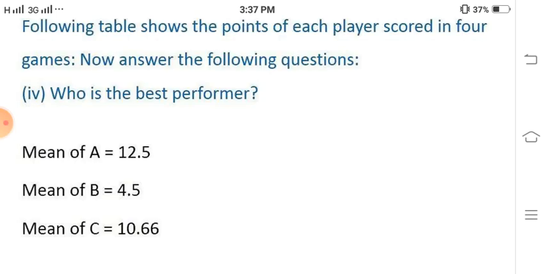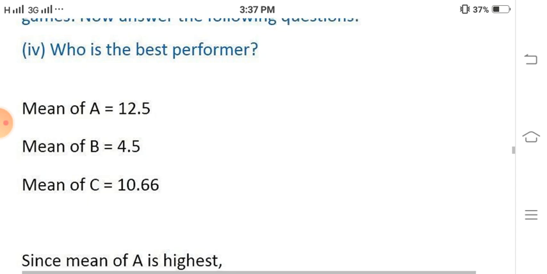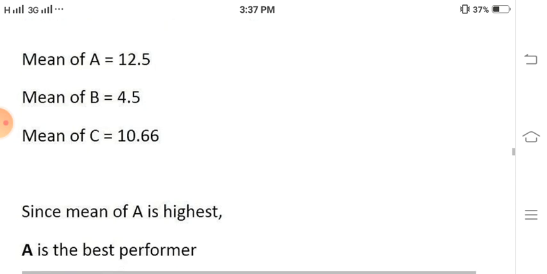Students, to find the best performer, we will compare the means of players A, B and C. Mean of A is 12.5, mean of B is 4.5, mean of C is 10.66. Since the mean of player A is the highest, A is the best performer.